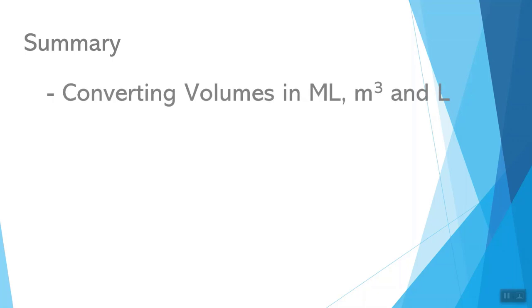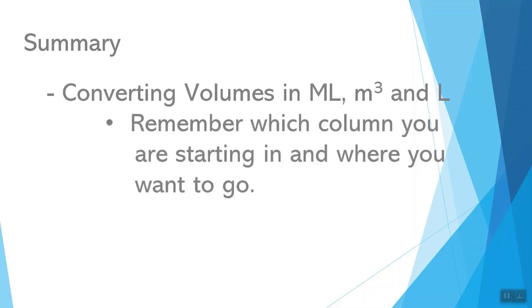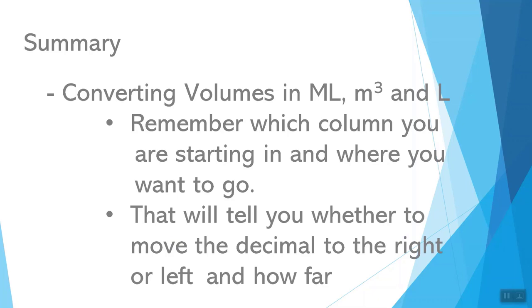Summary. So now we're at the end, summarizing this little video, and a couple of things you have to remember. Whenever you're doing these conversions from megaliters to cubic meters to liters, remember, where are you starting? Which column are you in? Where do you want to go? And that'll determine how many decimal places you have to go and in what direction. So those are just absolutely foundational principles. Are you going to go to the right? Are you going to the left? And then above all, does it make sense?